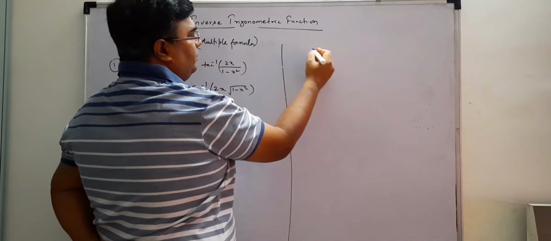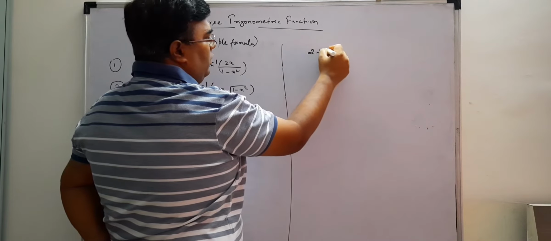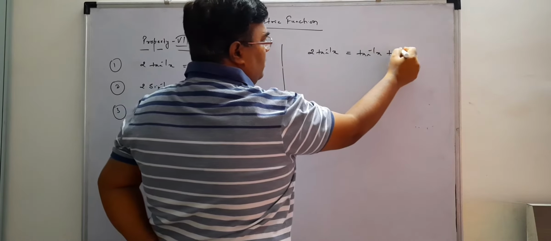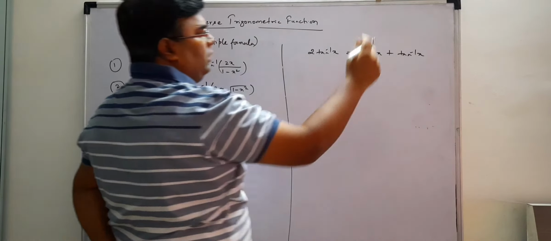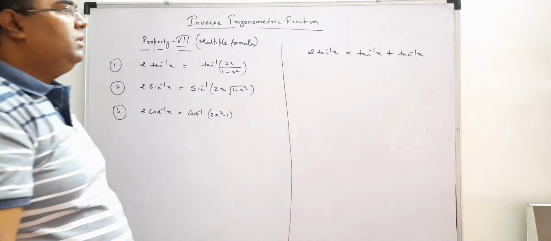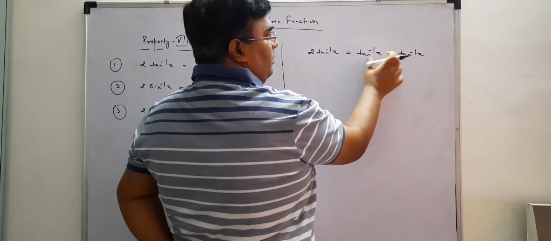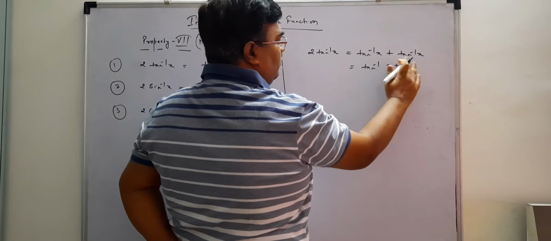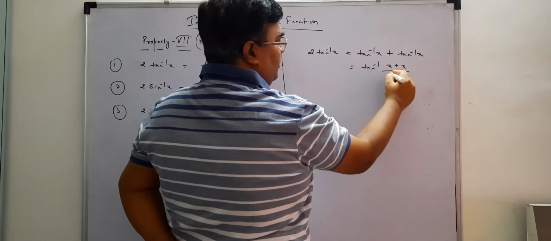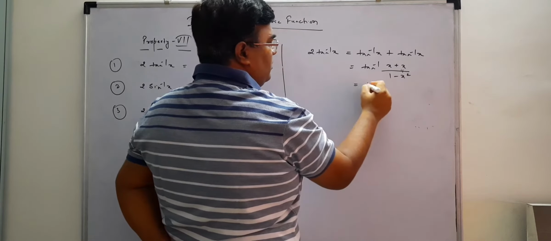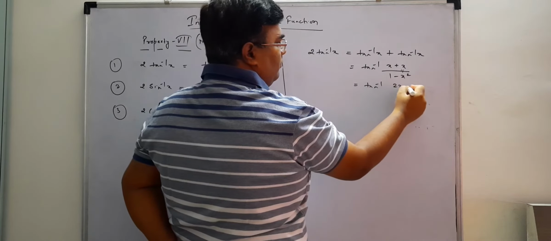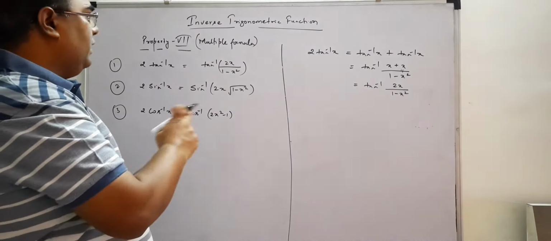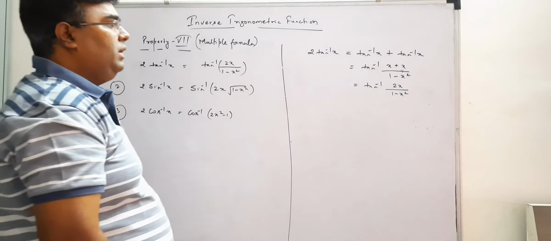We know that 2 tan inverse x means tan inverse x plus tan inverse x, correct? We know that tan inverse x plus tan inverse y gives tan inverse of (x plus y) upon (1 minus xy), so here we get tan inverse of 2x upon 1 minus x square. So in this manner we can get the value of 2 tan inverse x.